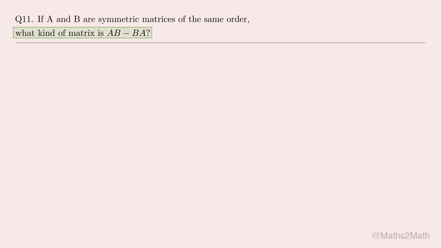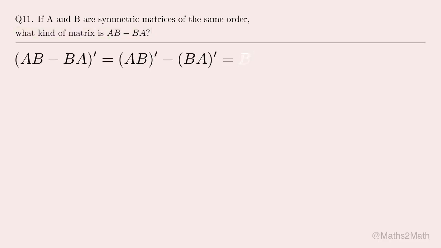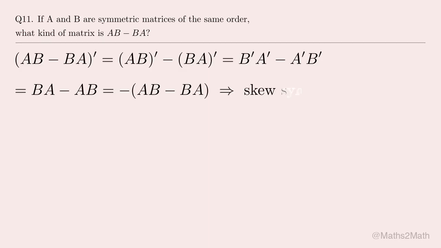Question 11. A and B are symmetric. We test the commutator AB minus BA by transposing it. Transpose the expression, using the reversal rule on each product. Symmetry replaces the transposes. BA minus AB, the negative of what we started with. Skew-symmetric.